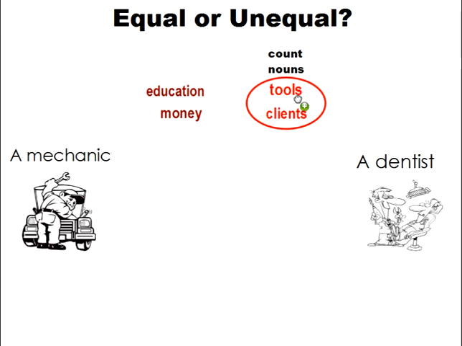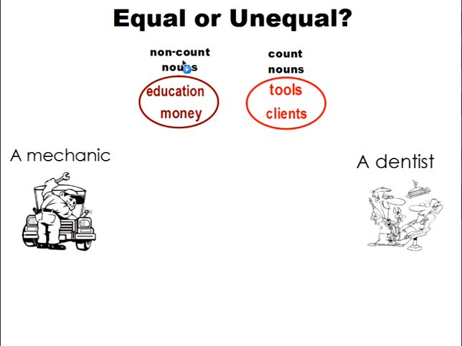I have 2 tools or I have 1 tool. That's okay. Clients. Okay, I have 2 clients or I have 1 client. That's okay. I can count those. Now, education and money are non-count nouns. That means I cannot count them. So I cannot say I have 1 education or 2 educations. No, I can't say that. So I can't count it. Money, same thing. I cannot count it. I can't say 10 monies. No, no, no. So these are non-count nouns, okay?